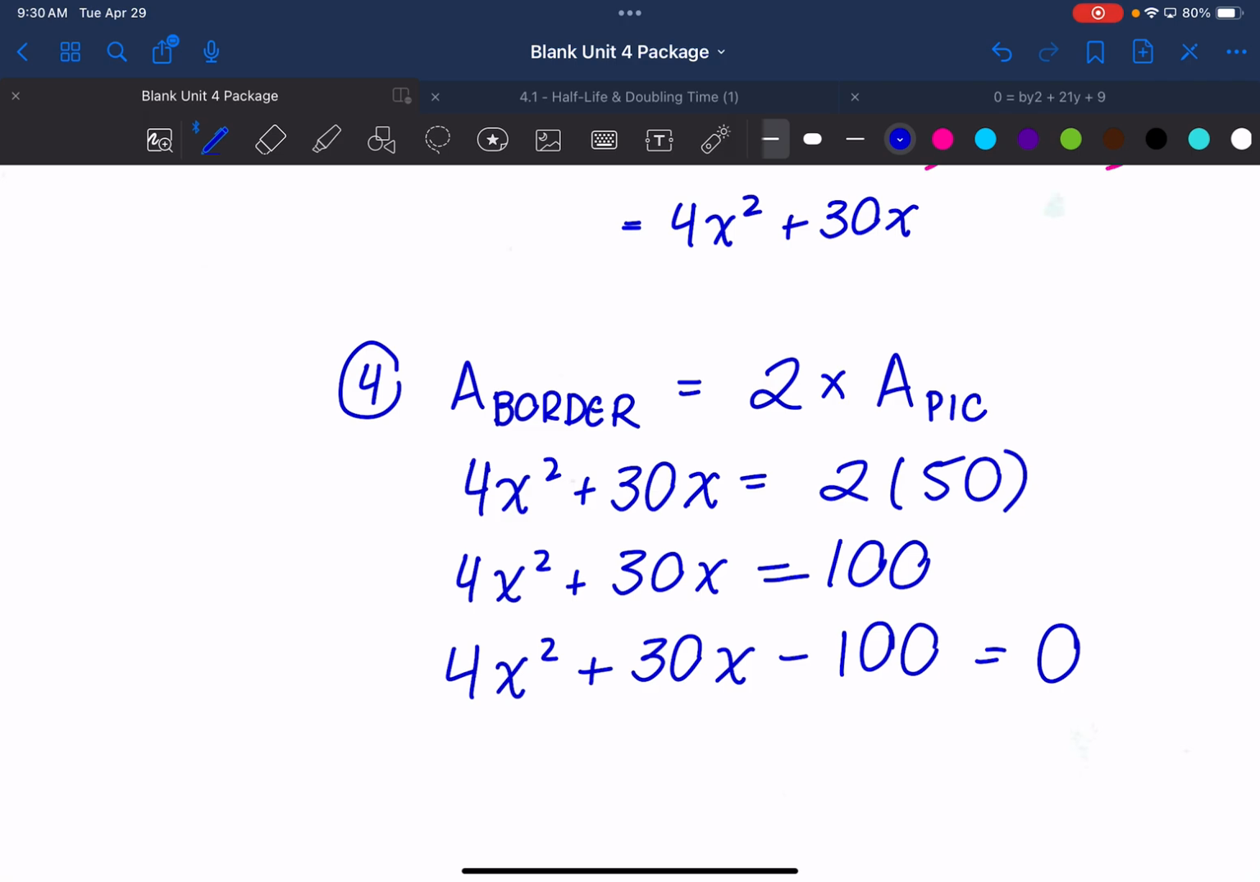Would you like to try doing quadratic formula on your own and seeing if you can find the dimension? Yes, Alex?